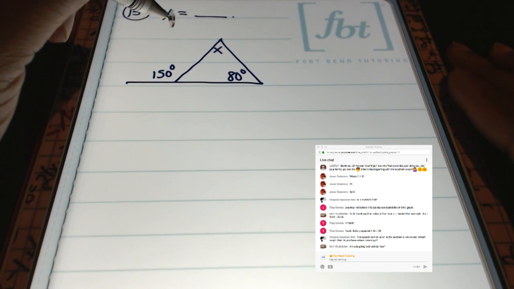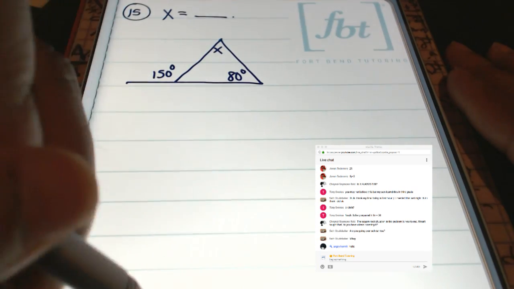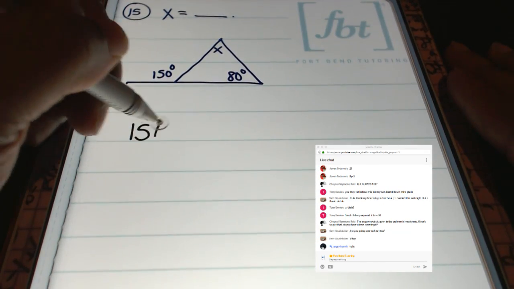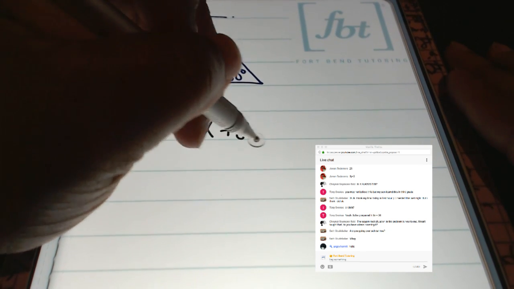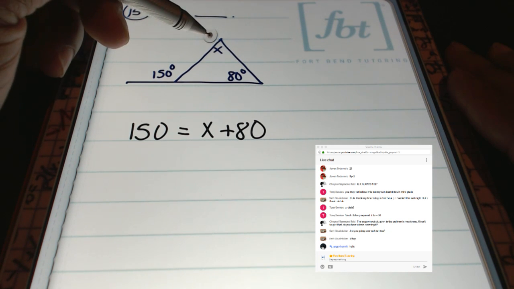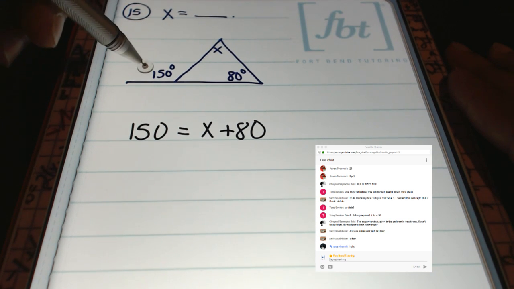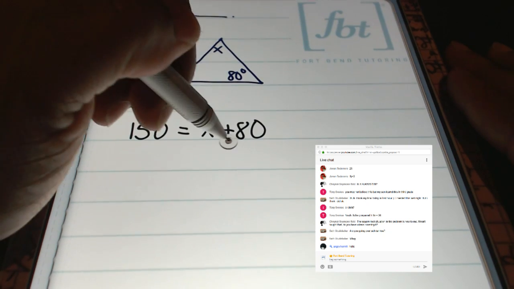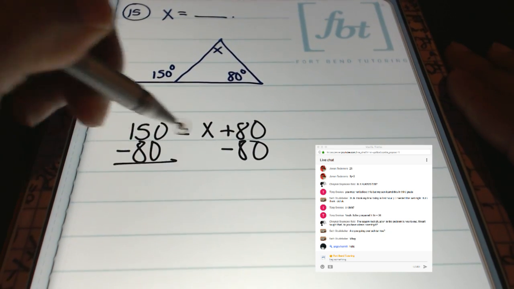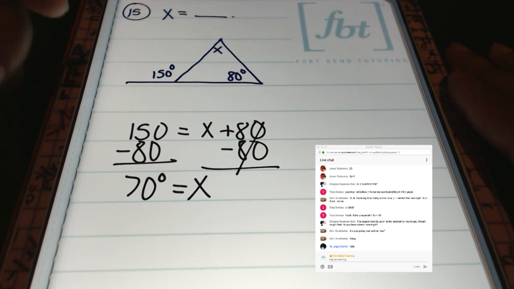So let's go ahead and set up this equation. This problem will be 150 equals x plus 80. The way this works is the two angles within the triangle must be equal to the value on the exterior angle here. It has to be equal to that 150 degrees. So in solving for this, we're going to be subtracting 80 from both sides, and we'll end up with 70 degrees for our value of x, and done.